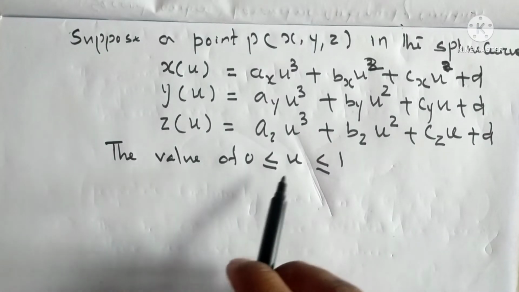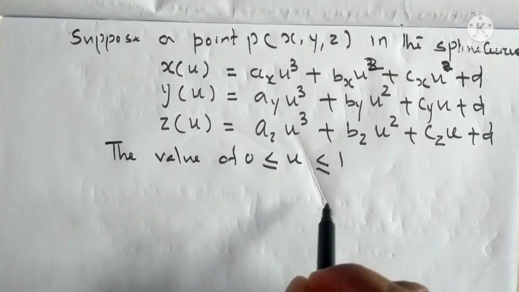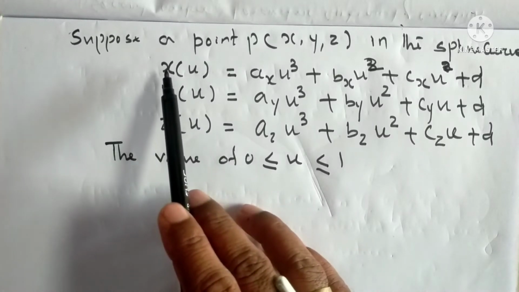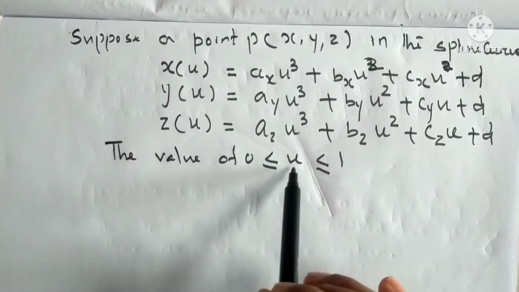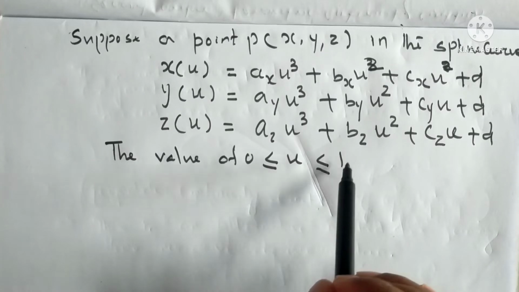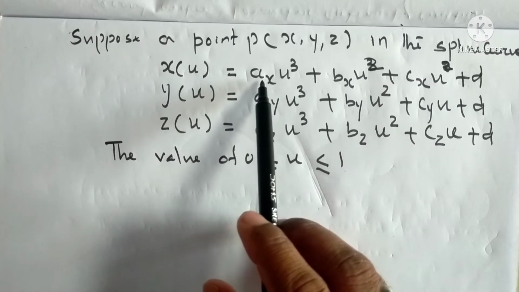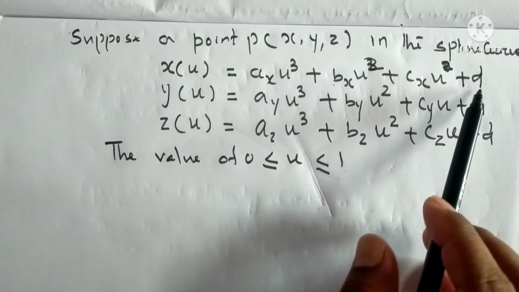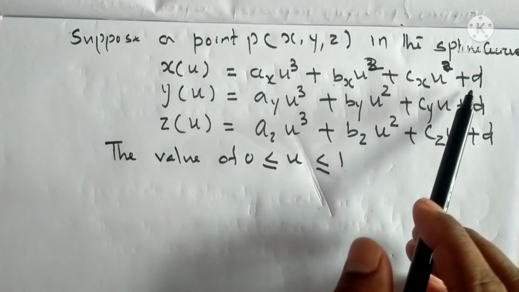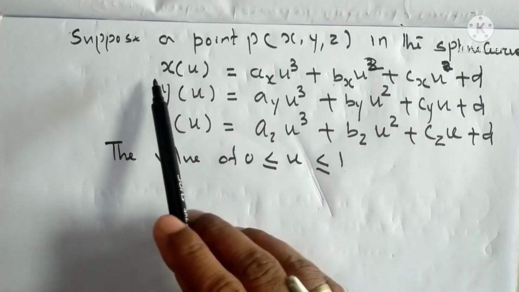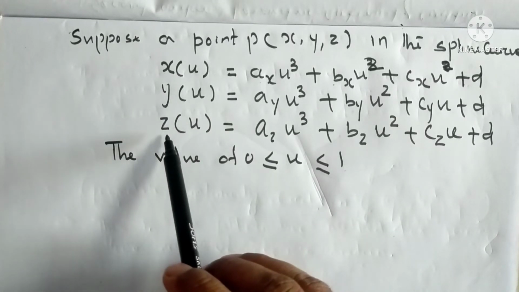So in a spline curve, the value of u is fixed between 0 and 1. Now if you want to find the x coordinate value, the y coordinate value and the z coordinate value, the u value is known because it is lying between 0 and 1. So what is unknown to us? The unknowns are the coefficients a, b, c and d. If you can determine the four coefficients a, b, c and d, then you can find the x, y and z coordinate values.